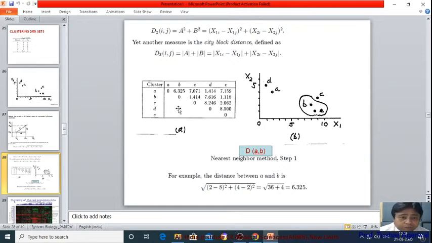So if you look into the table, the distance between A to A is 0, because that's the same point. The distance between A to B is 6.325. The distance between A to C is 7.0. So if you calculate all of these distances, you can see that the distance between A and D is 1.41, which is very small, right?